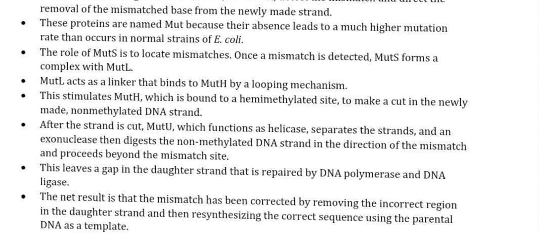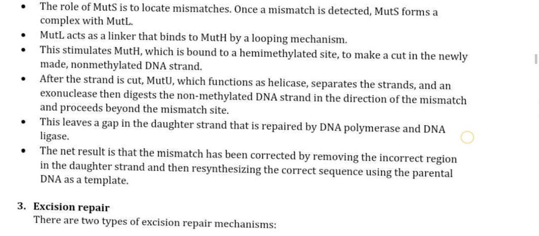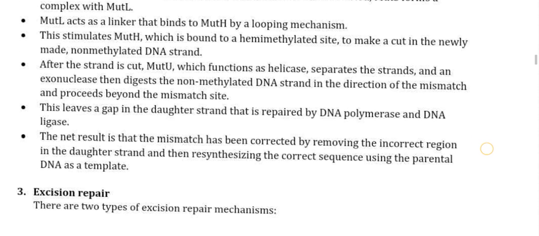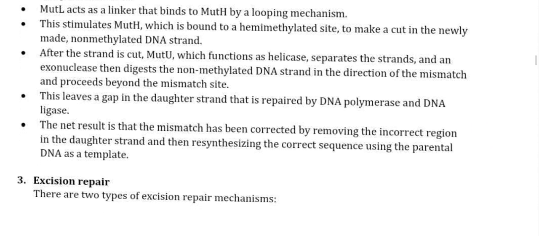The role of MutS is to locate mismatches. Once a mismatch is detected, MutS forms a complex with MutL. MutL acts as a linker that binds to MutH by a looping mechanism. This stimulates MutH, which is bound to a hemimethylated site, to make a cut in the newly made non-methylated DNA strand. After the strand is cut, MutU, which functions as a helicase, separates the strands, and an exonuclease then digests the non-methylated DNA strand in the direction of the mismatch and proceeds beyond the mismatch site.